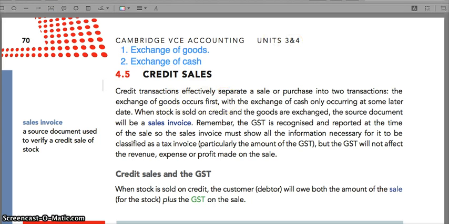The important thing is to work out when we need to account for the GST, and this is basically the sentence we're looking at here. When the stock is sold on credit and the goods are exchanged, the source document will be a sales invoice. The GST is then recognised and reported at the time of the sale. So the invoice must show all the information necessary for it to be classified as a tax invoice.